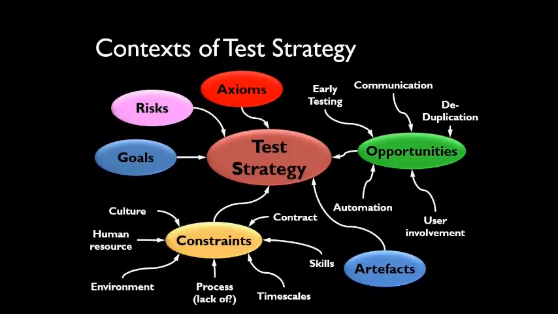Again, just on the general test strategy note, test strategy sort of has tentacles all over the place. There are the project or program goals and risks. There are what I would call constraints, which have to do with contract and resource and timetables and environments, skills and so on. You have artifacts, you have opportunities to do early testing, to improve communications, to involve users early.